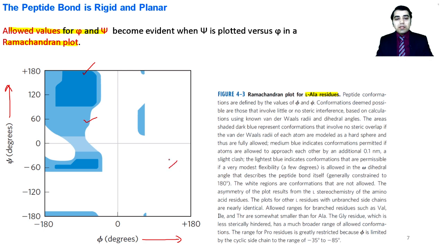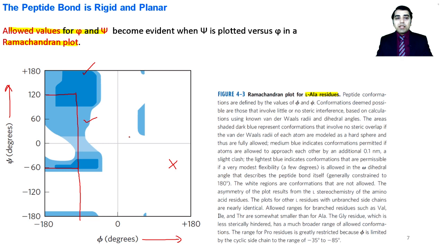The white regions are not allowed regions for phi and psi. For example, if we make a dot here, the psi angle is going to be 120 degrees and the phi angle will be minus 90 degrees. In the same way, if the psi angle is somewhere here, minus 60 degrees, the phi angle will again be minus 90 degrees.